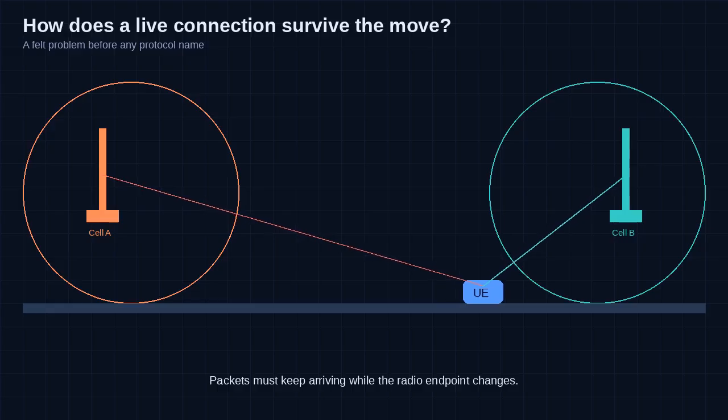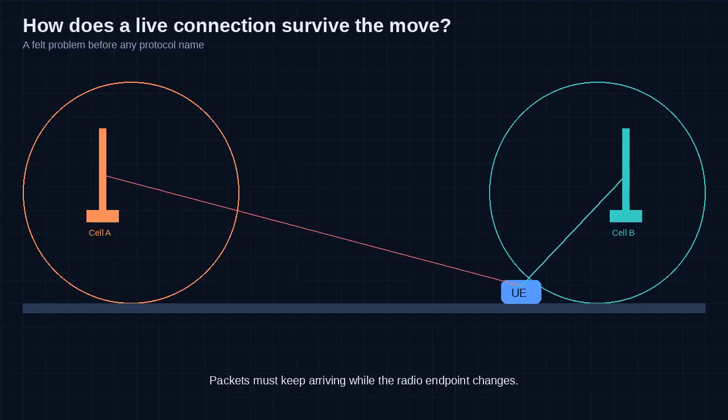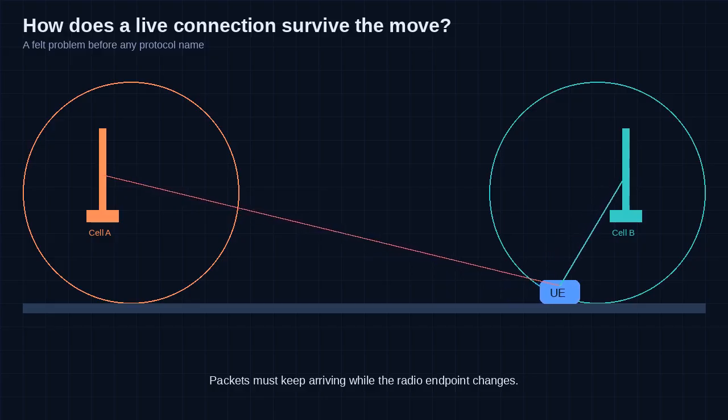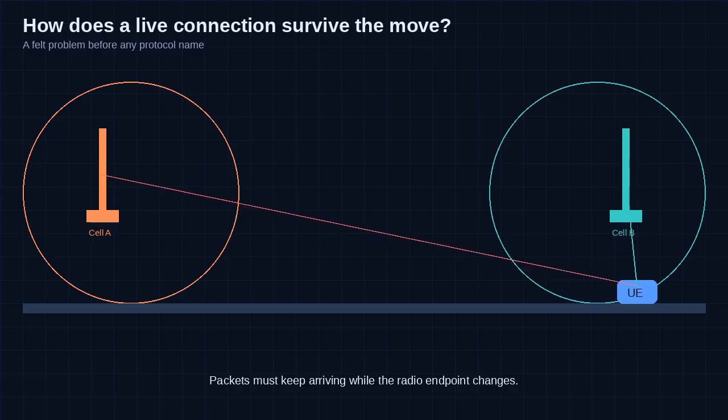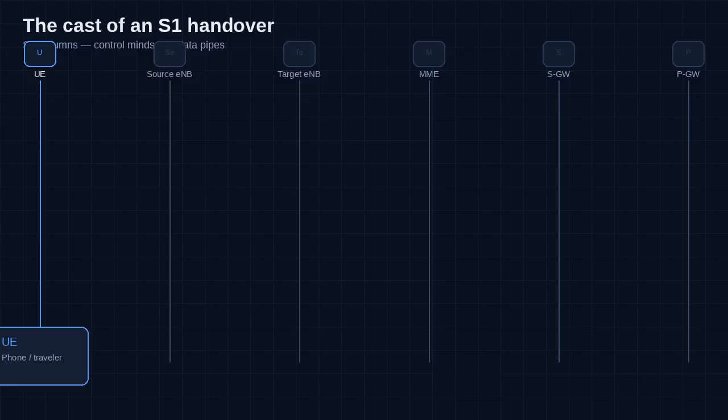In LTE, one carefully choreographed answer is called an S1 handover. This lecture focuses on the execution phase, the moment the planned move becomes real. We'll watch control messages, temporary data bridges, and sequence state travel across the network so your call never notices the jump. Before any arrow fires, meet the cast.